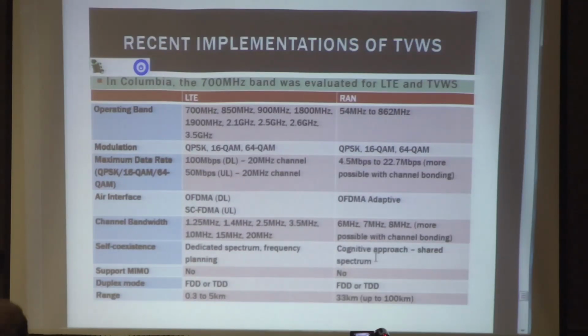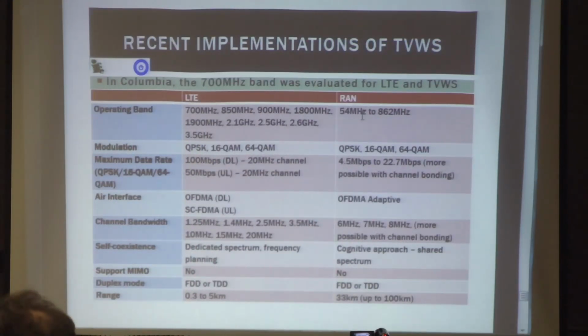And if you look at the range down here, the range for LTE is somewhere between 0.3 to 5 kilometers, whereas for TVWS it's 33 kilometers, but it could go up to 100 kilometers. But this is really just for a general frequency range of 54 megahertz to 862 megahertz. Once you restrict both of them down to 700 megahertz, they both have roughly the same range.